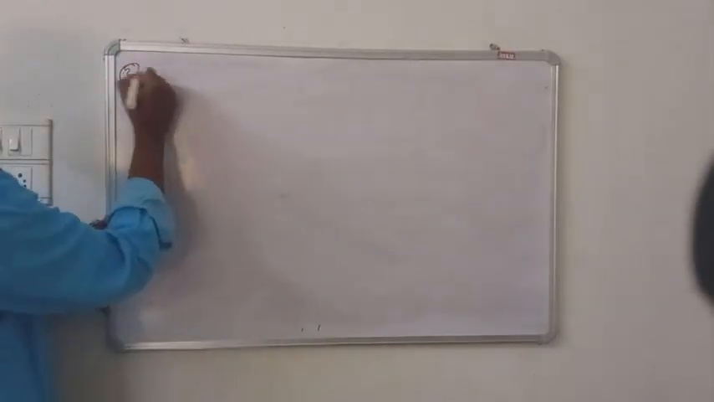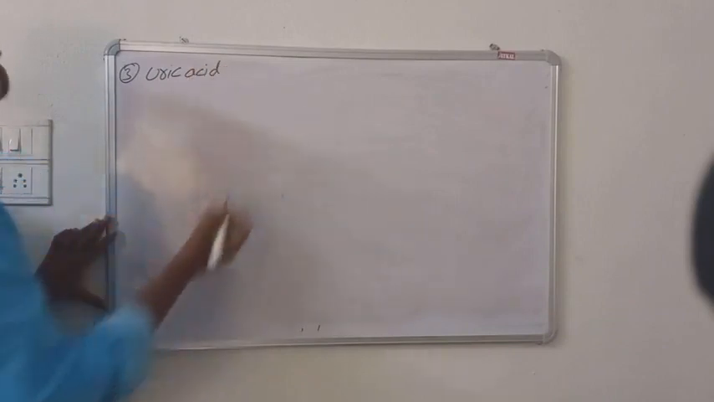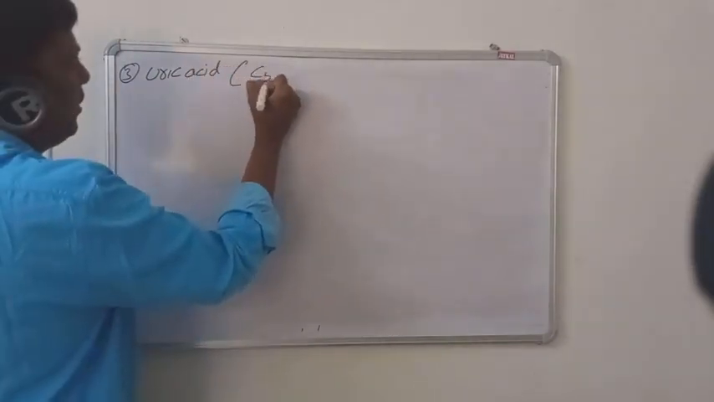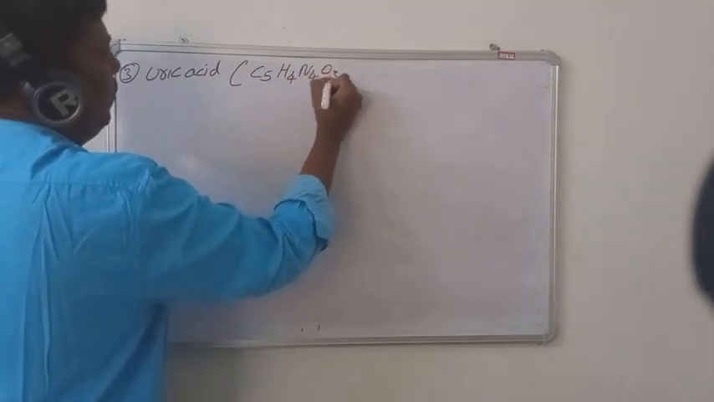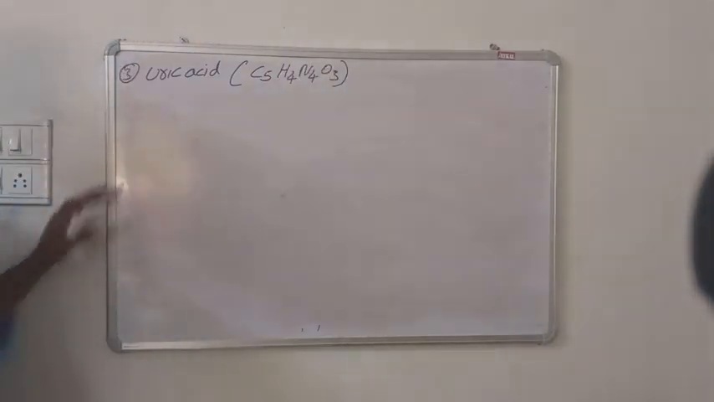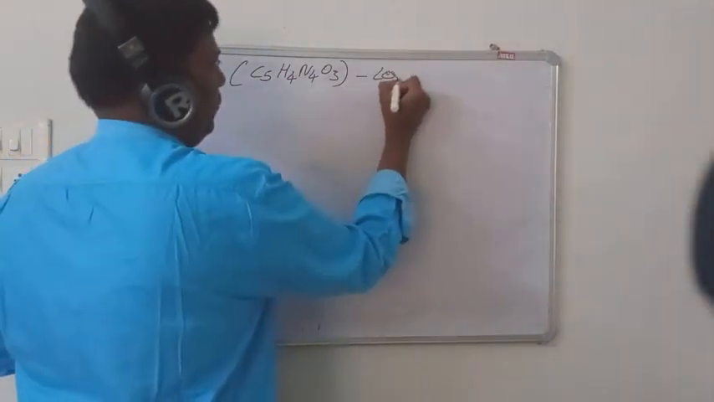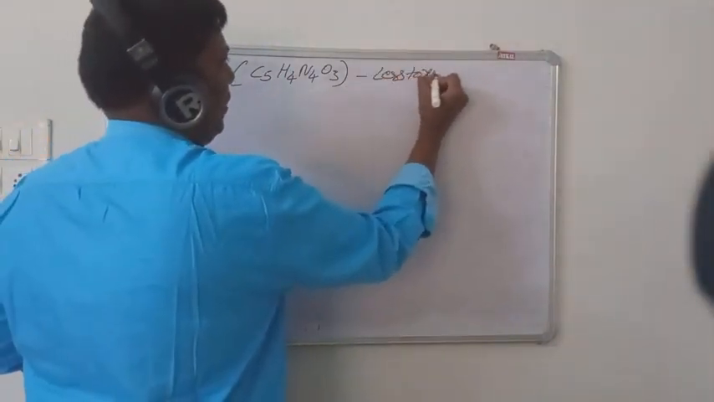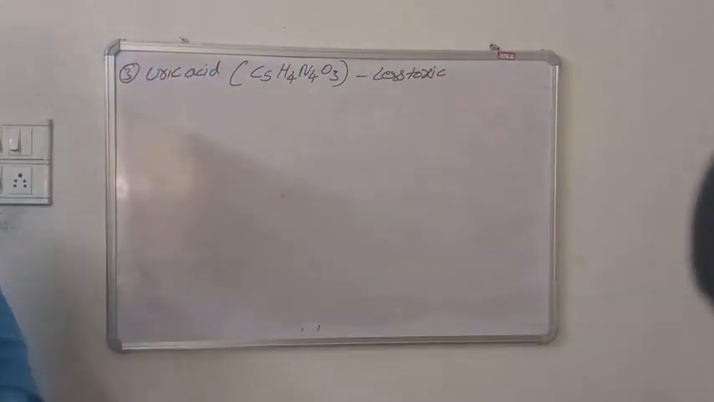And the third one, uric acid. The formula of uric acid is C5H4N4O3. Okay, uric acid is also less toxic. How uric acid is produced in different animals, there is no need to discuss.